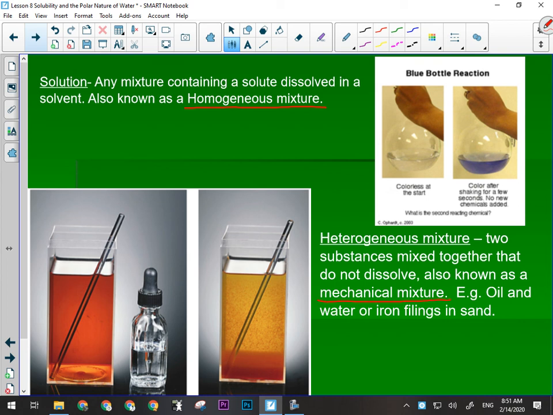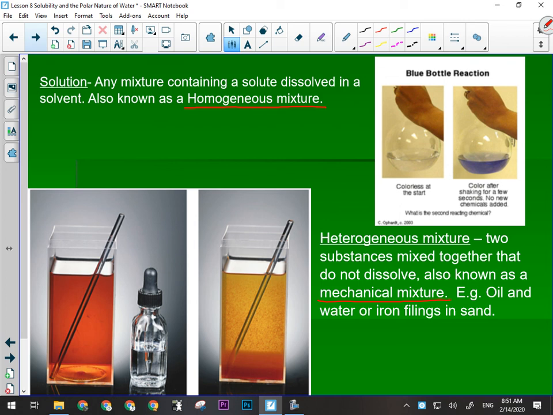So if I pour oil in water and stir it, the oil will be mixed in with the water. Will it be dissolved in the water? No, because as soon as I stop stirring, the oil will go to the top again. That's a mechanical mixture. I can force them together, but I can't dissolve one in the other.